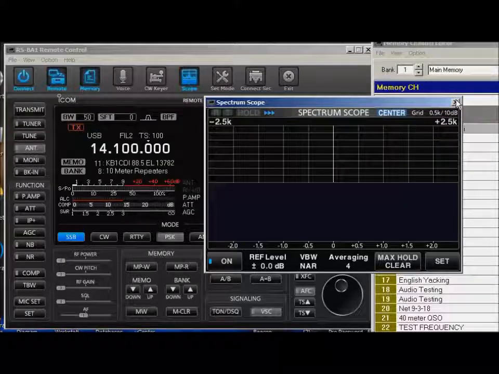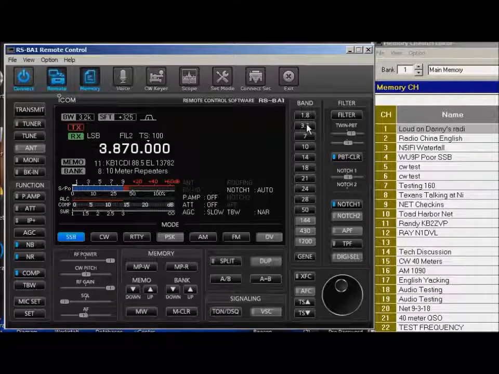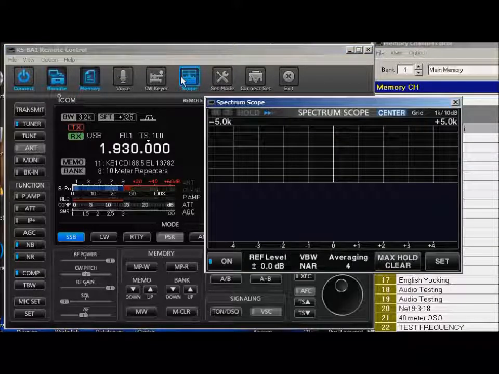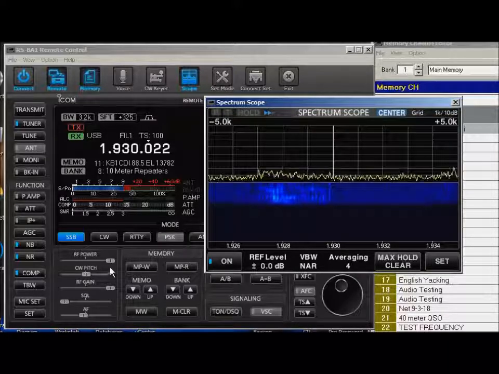I can put away the scope perhaps. Put it away for a second here. And there's not too much activity here on 1.93. Yeah, it looks pretty quiet. See what the scope shows. Well, there should be something here.